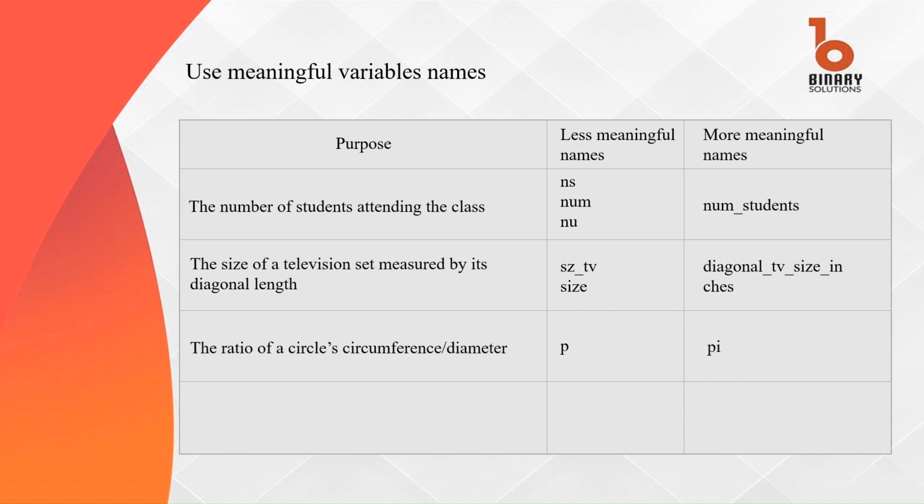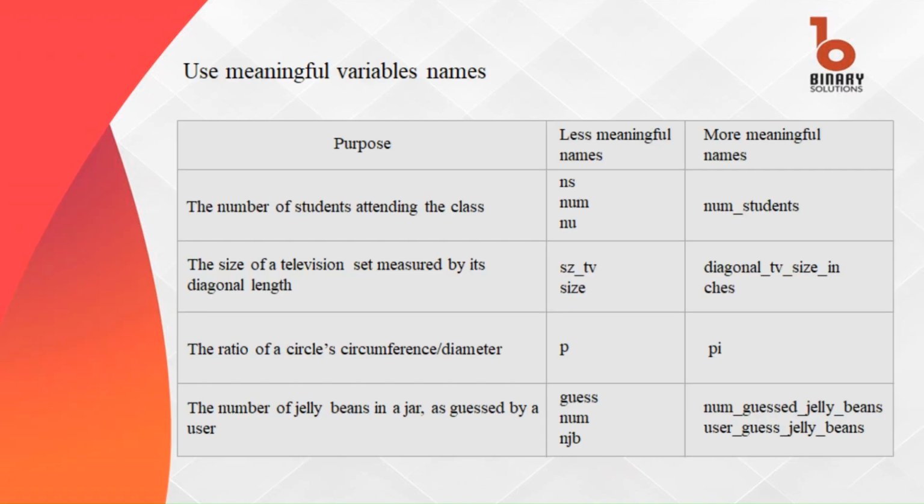Now, moving on to some special cases like mathematical constants. In row 3, for the ratio of a circle's circumference to its diameter, using just P is too vague. But PI is a universally recognized name, making it a far better choice. Lastly, for the number of jelly beans guessed by a user, less meaningful names like guess or num don't convey much. By using num guessed or jelly beans or user guessed jelly beans, your variable clearly states its purpose.